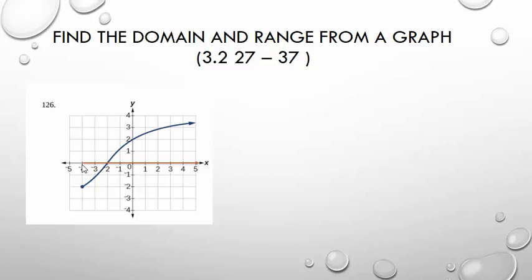We can go as far as negative 4, including negative 4 because we have the closed circle. And then in the other direction, we can go off to infinity. So our domain is negative 4 to infinity. You look left and right on the graph and see what are all the possible x values on this graph.